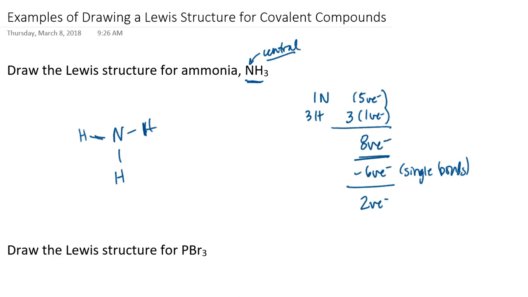Since each hydrogen is already bonded to the nitrogen, that means that each hydrogen already has 2 valence electrons. And so you cannot add these remaining 2 valence electrons to any of the hydrogens because they are already full. The 1s orbital is already full as a result of the covalent bond with the nitrogen. The only other place that these 2 valence electrons could go would be on the central atom. So I'm going to draw a pair of electrons on the nitrogen, and that would complete my Lewis structure for ammonia. Let's try another one.